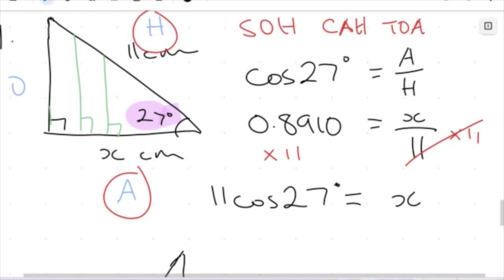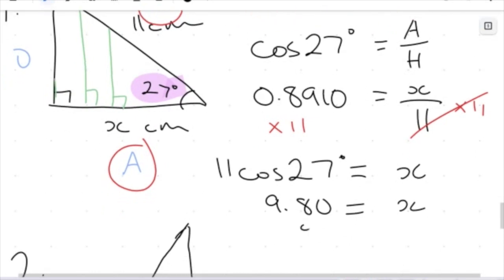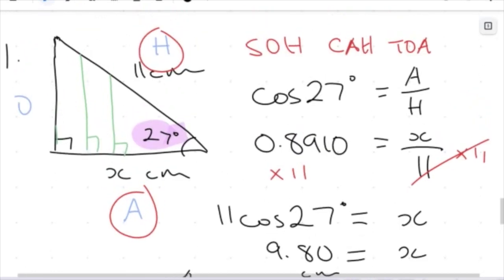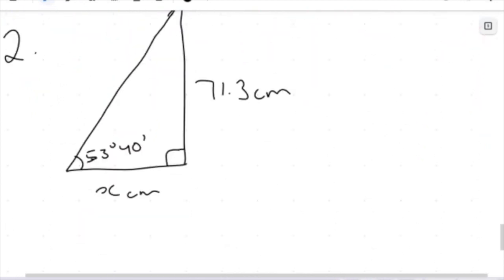Okay, and now that I have that, I'm just substituting in the left side. I'm just popping it into my calculator, and that's going to give me 9.80 centimeters to 2 decimal places. So we're doing it in the same way we did last year. I'm just giving you a different way to think about these things.